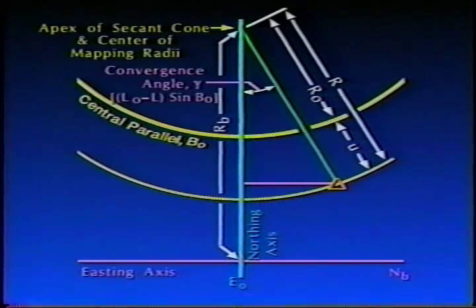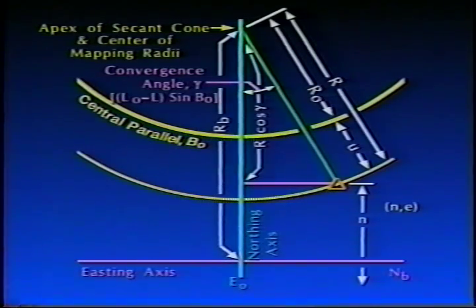Remember that we previously discussed that the central angle of the developed cone could be found by multiplying 360 degrees of longitude by sine B sub O. Similarly, an angle on the grid between the central meridian and any other geodetic meridian can be found by multiplying their difference of longitude by sine B sub O. This angle is the plane convergence angle located at the apex of the cone. The plane convergence angle sometimes is called the mapping angle. Its symbol is the lowercase Greek letter gamma.